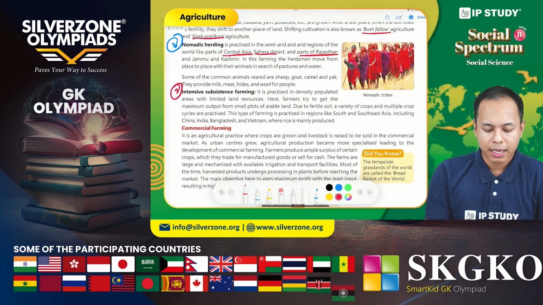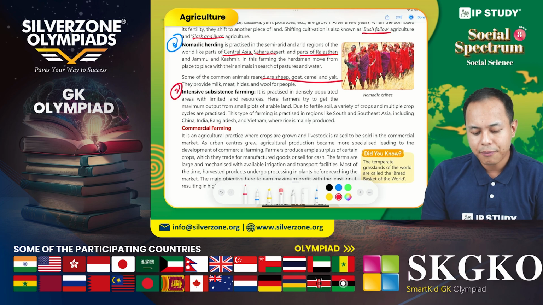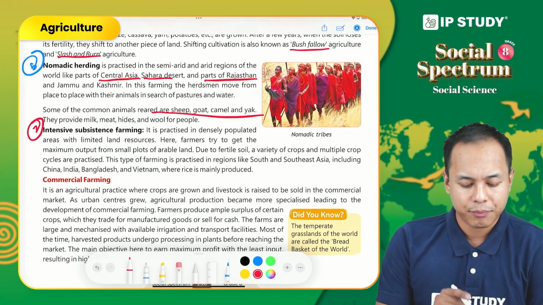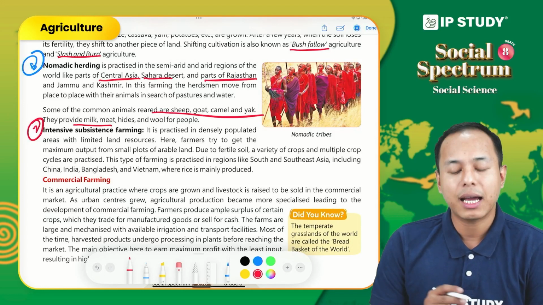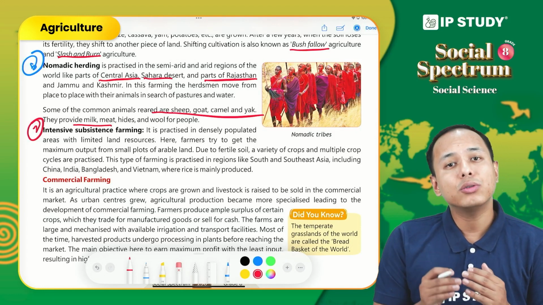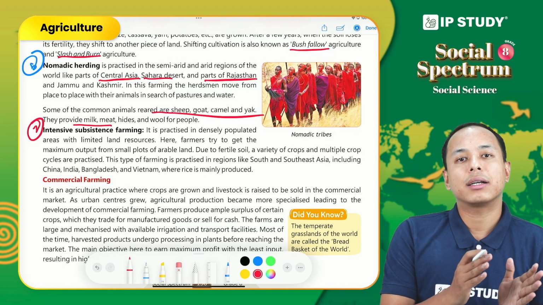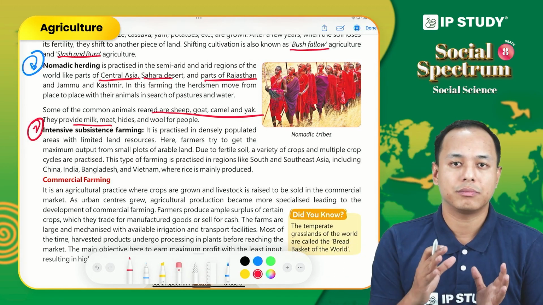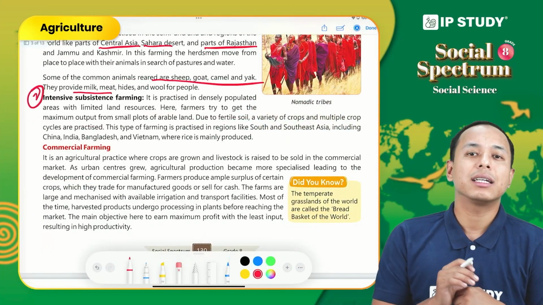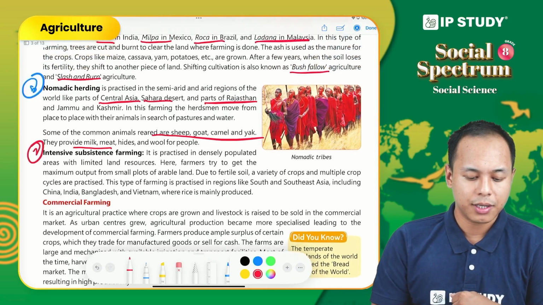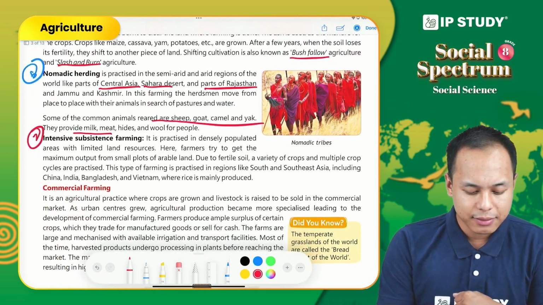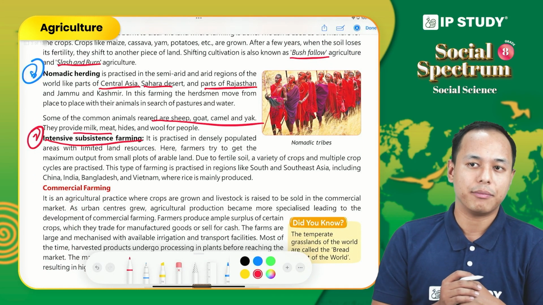Okay, and if you can see, animals like sheep, goat, yak, all these animals are reared. Why? To get products like milk, meat, hide, wool. Okay, and they also do barter. They also barter these products of their animals with other commodities.